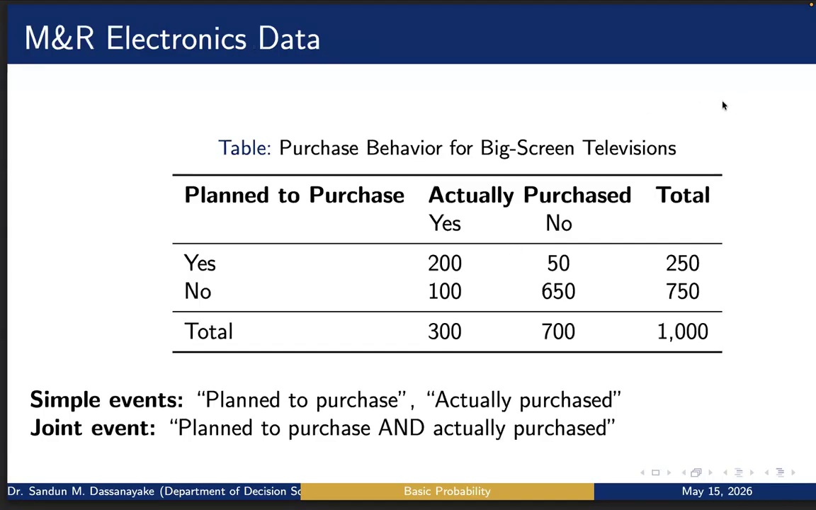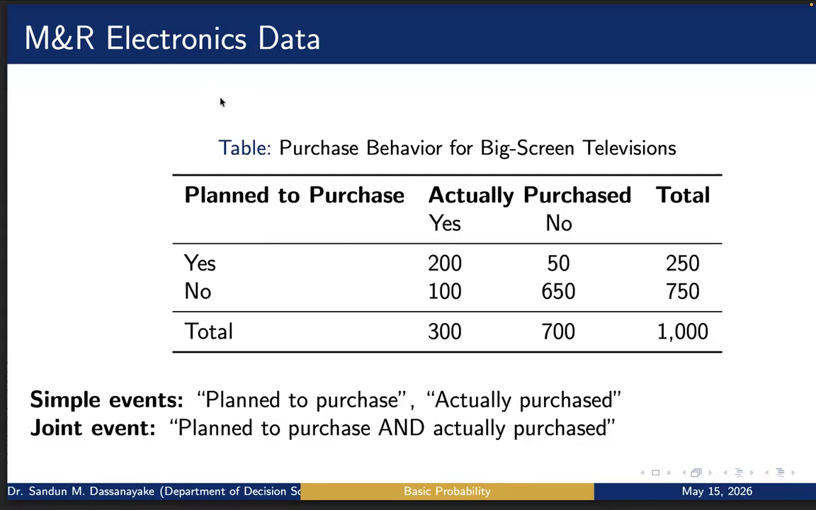The purchase behavior for our previous example. Now you have an idea about your actually purchased and the total number. So the simple events: plan to purchase, actually purchase. Okay, plan to purchase and actually purchase. Joint event is they plan to purchase and they actually purchased. Now these are two different things. Plan to purchase, right? If you think about the cases of the plan to purchase, they have yes or no. They have 250 who plan to purchase and 750 who did not plan to purchase. Okay, so that's the simple event.